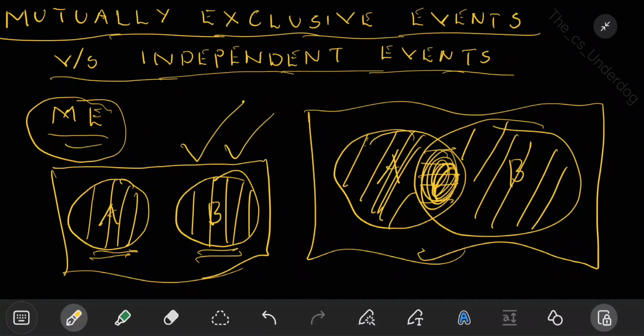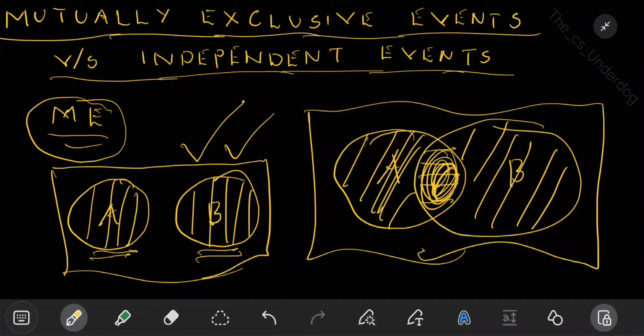Let's see what are independent events. In case of independent events, occurrence of one event does not affect the occurrence of the other. That is, if you know an event A has occurred, you have no information at all about event B. That is, A's occurring or not occurring does not affect B at all. B may occur, B may not occur. This has no influence on A. That is the thing. This is independent.